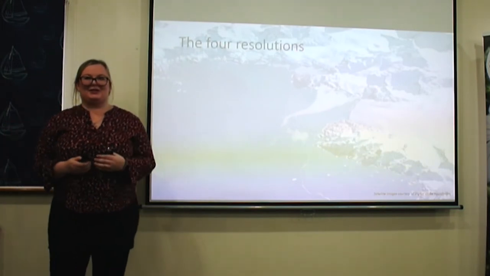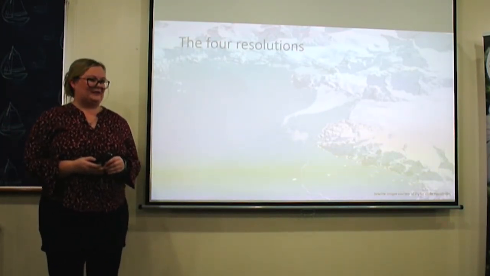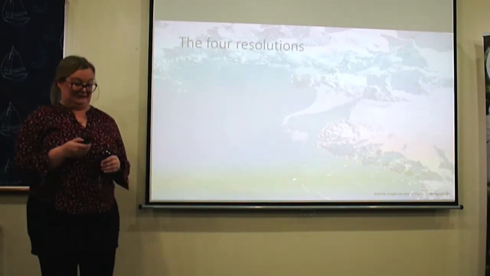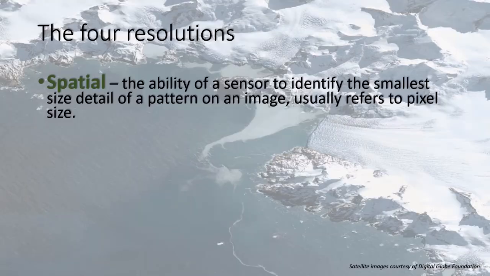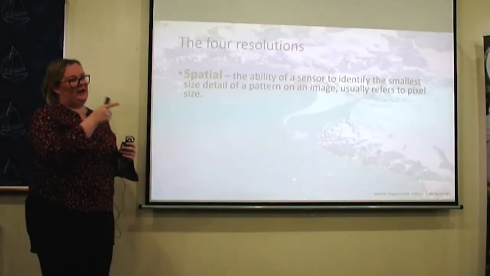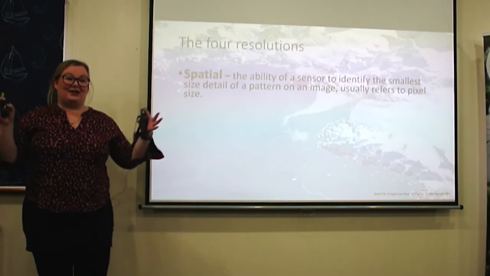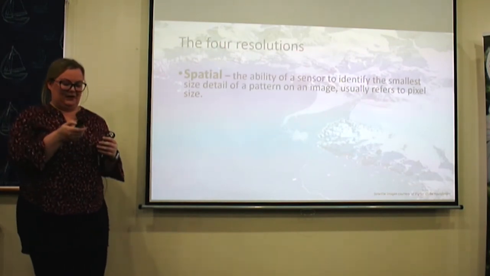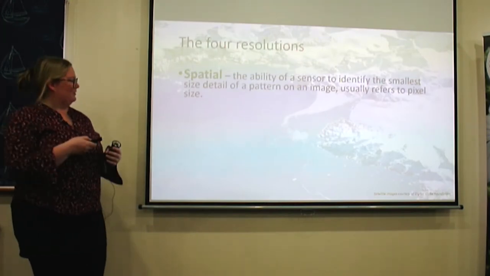And the four things that you need to be aware of with all Earth Observation, regardless of the type of sensing, are the four resolutions. The first one is spatial. This is the ability of the sensor to identify objects on the ground, and it's defined by pixels. I will explain on the next slide what pixels are. But you'll have pixel sizes that are large and pixel sizes that are small, and that determines what you can detect on the ground.